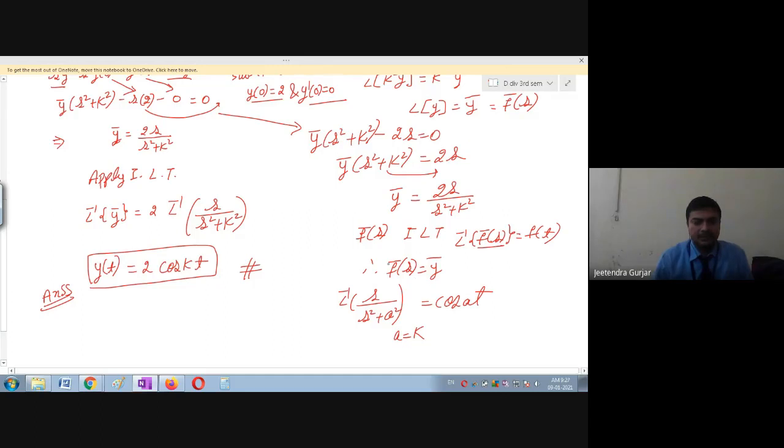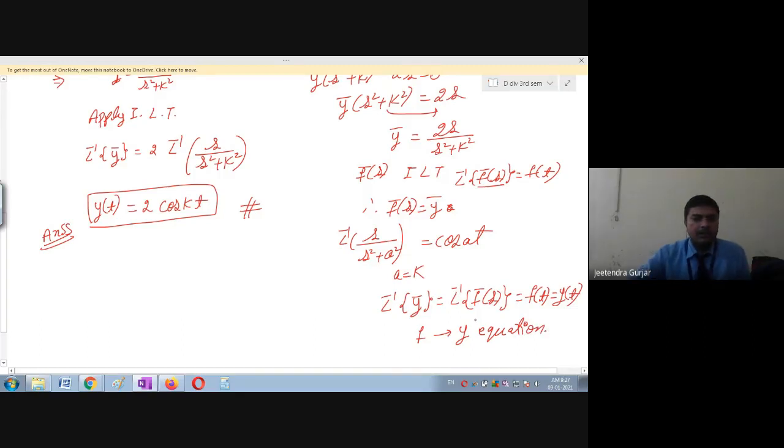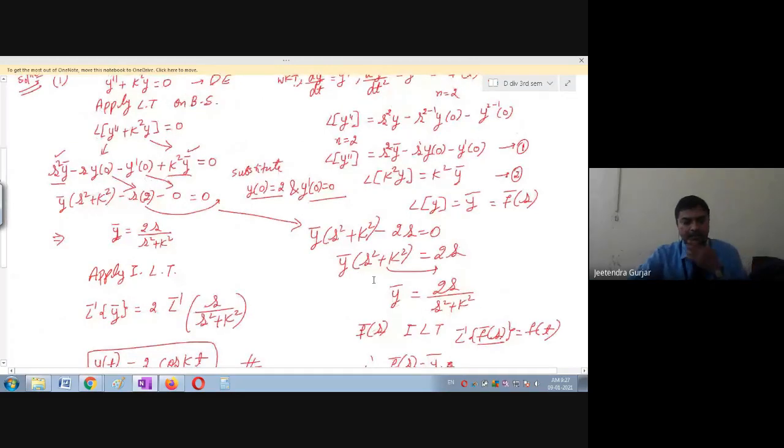Is it clear? So you can see, I can write this as L inverse of y dash is equal to Laplace inverse Laplace transform of f dash of s, which is nothing but f of t or y of t. Instead of function f, we are taking here y because it is an equation. So in an equation we always take y as the variable, students. Is it clear? I think this is quite easy.